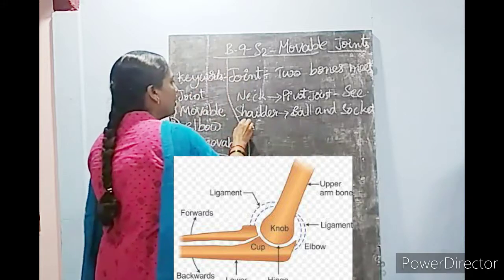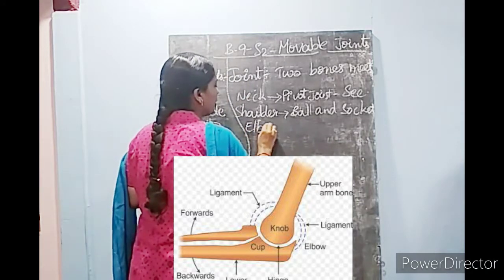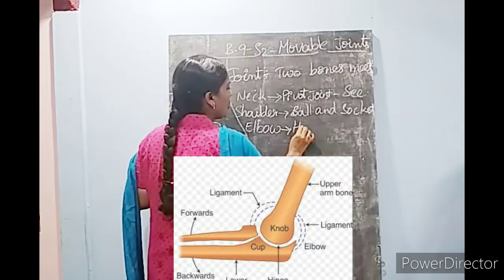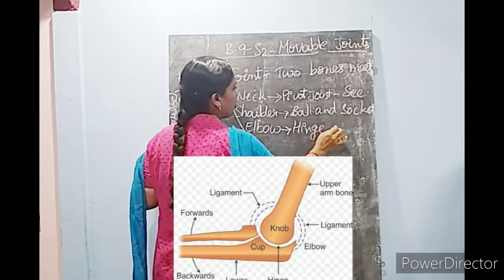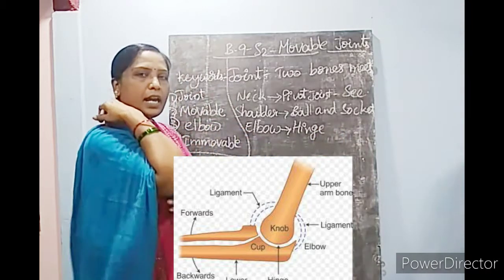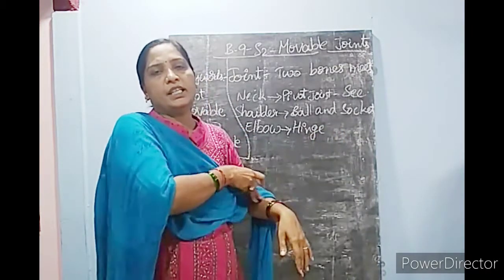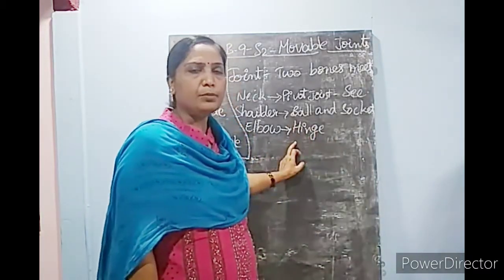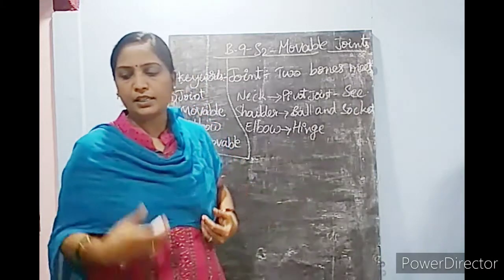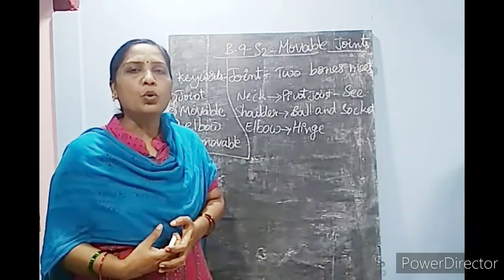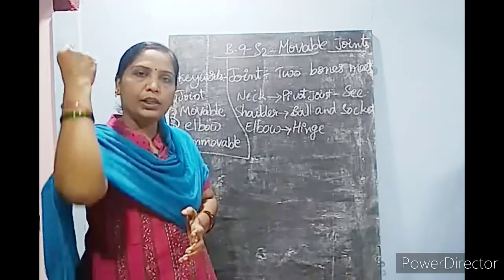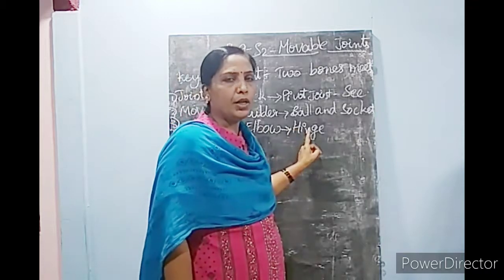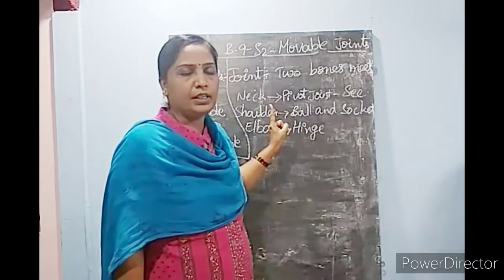So near the elbow also, a movable joint is present. That is known as hinge joint. Hinge joint is present in our elbow and your knees. Which joint is present? Hinge joint. Is it movable or not? It is helping to move and to bend, to lift the things up. For this purpose, the hinge joint is helping, which is located in the elbow.